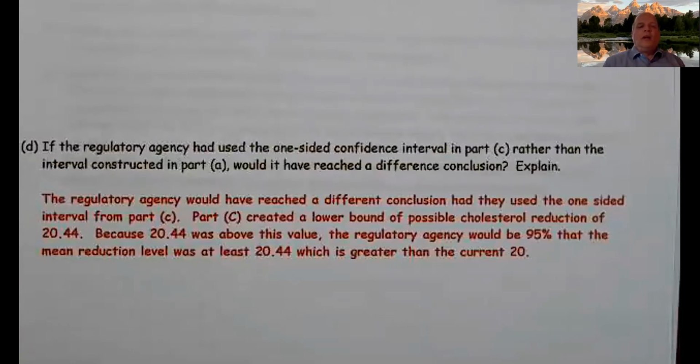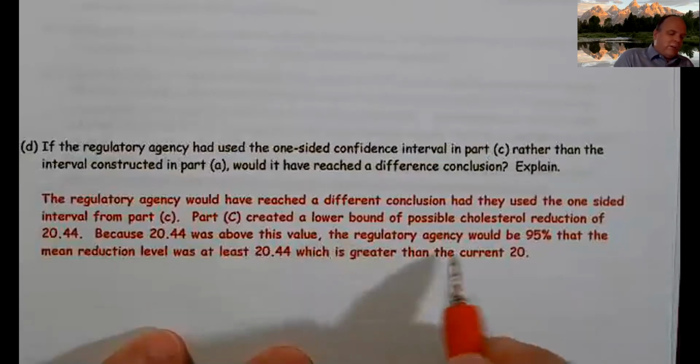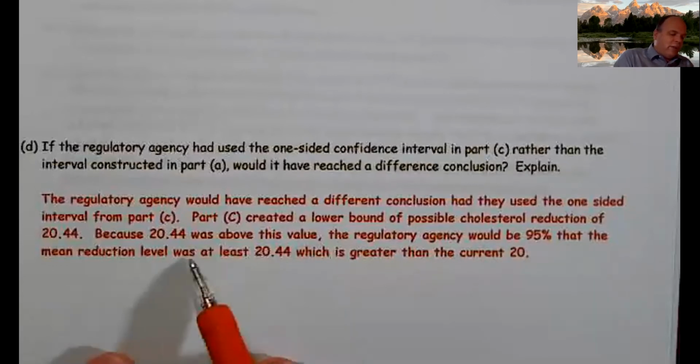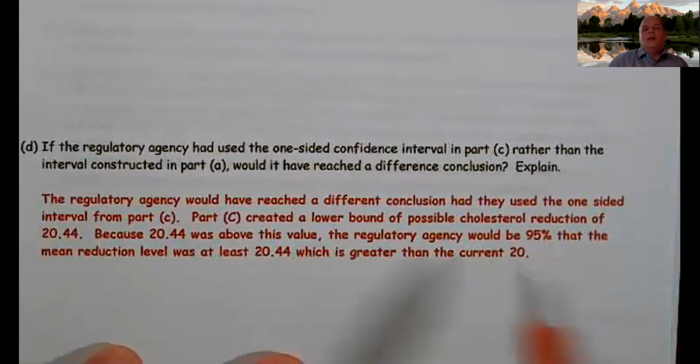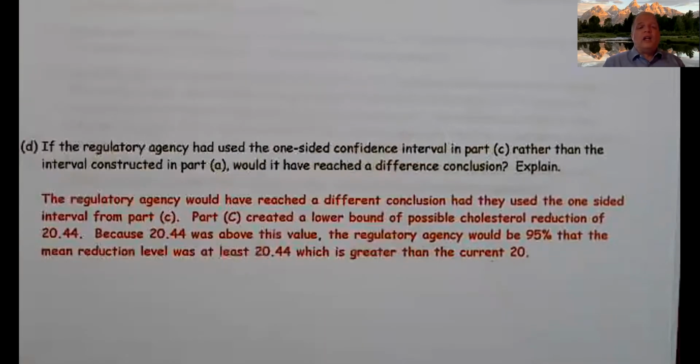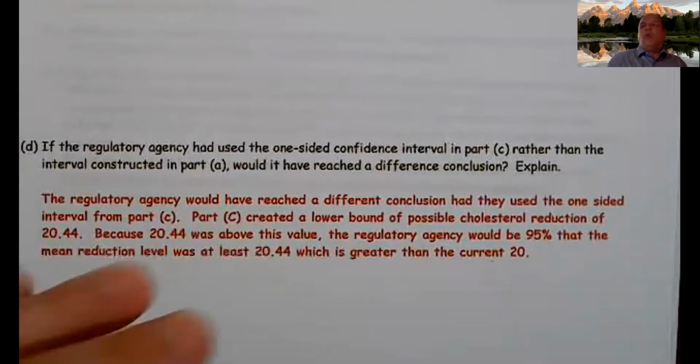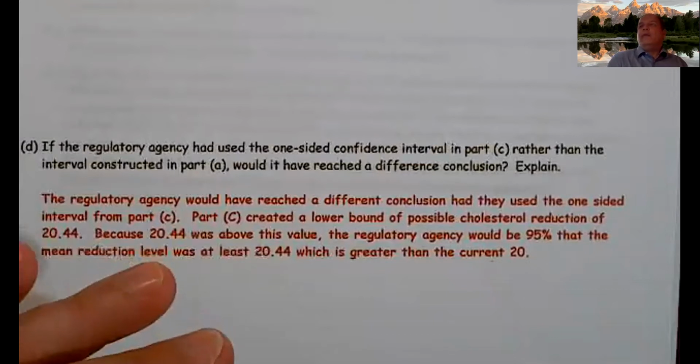Part C created a lower bound of possible cholesterol level of 20.44 because 20.44 was above the value of 20. The regulatory agency would be 95% confident the mean was at least 20.44, which is greater than the current 20. So basically, they're saying, hey, if we'd done a one-sided instead of a two-sided, we could still make a 95% confidence claim, and we have enough evidence to indicate that the new drug was better. So hold on for just a moment.